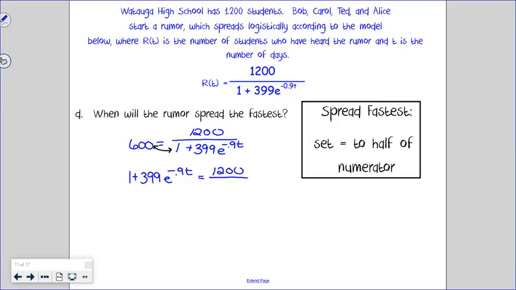Okay, now let's talk about this number real quick. If I'm taking the numerator and I know I'm dividing it by half, what's that always going to end up being? Always, right? So when it's a spread the fastest, isn't this number always going to end up being 2 because we will always be dividing it by half of the numerator? So again, talking about how we can speed up this process a little bit. So then I would subtract 1, which will always be 1. Divide by that 399, so we are now sitting at e to the negative 0.9t equals 1 over 399.